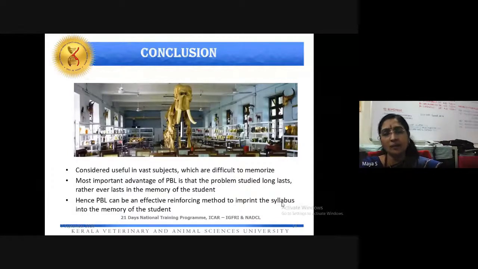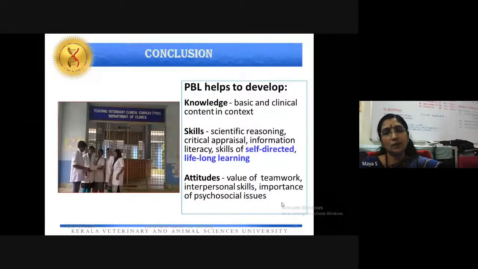And those topics which they learn by themselves will last long in the memory of the student. So that is how we imprint the syllabus in the mind setup of a student. PBL usually helps to develop or improve knowledge, skills, attitude and aptitude of learning, and we direct the student towards self-directed and lifelong learning.